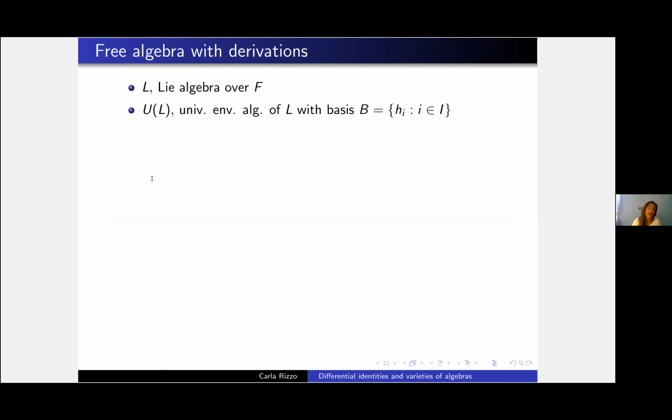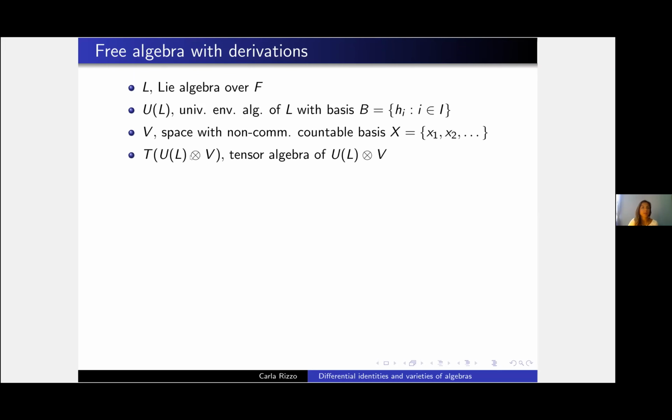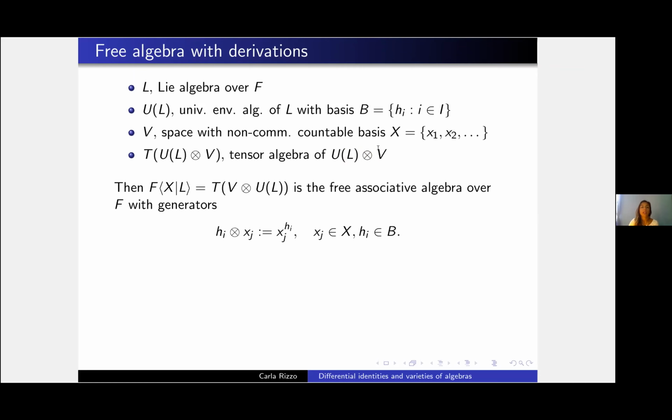Now, as in the ordinary case, we want to define the polynomial identities for such algebras that take into account the structure of L-algebras. In order to do this, we need to introduce a free object that takes into account the structure of an L-algebra. So we consider a vector space V with a non-commutative countable basis X. The tensor algebra of the tensor product of UL and V is a free associative algebra with these free generators, where we use the exponential notation for simplicity, where the h_i are elements of the basis of UL, and the x_j are elements of the basis of V.